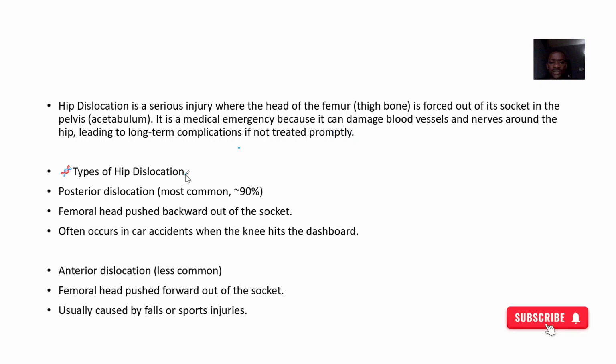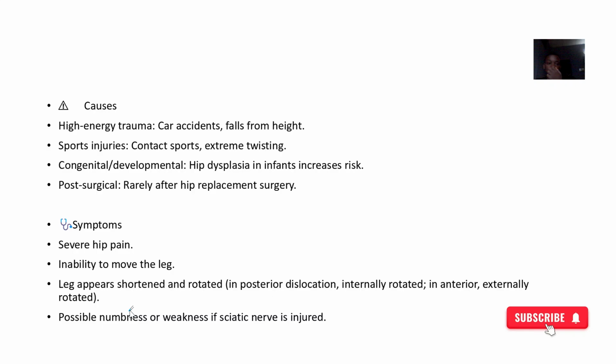So types of hip dislocation: we have the posterior dislocation, which is backward, and is the most common, 90%. So the femoral head pushes backward out of the socket. It often occurs in car accidents where the knee hits the dashboard, you know. Anterior dislocation goes outside, okay, goes forward, right, caused by falls, by sports injuries, and the rest of it.